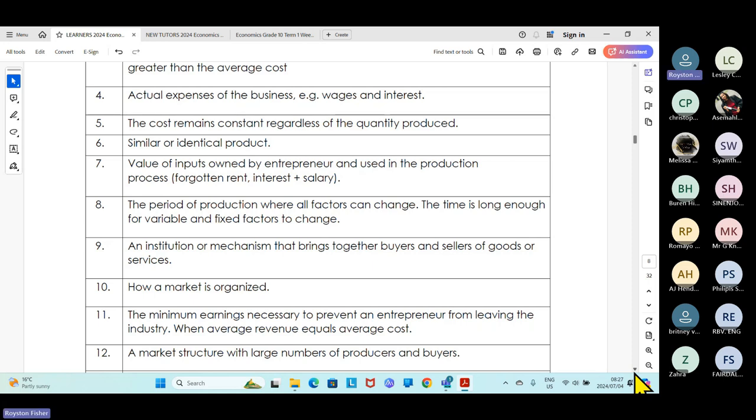Vasandergaal said that is your implicit cost. And that's all the answers that I've received so far. And St. Andrews, you are correct, it is your explicit cost.